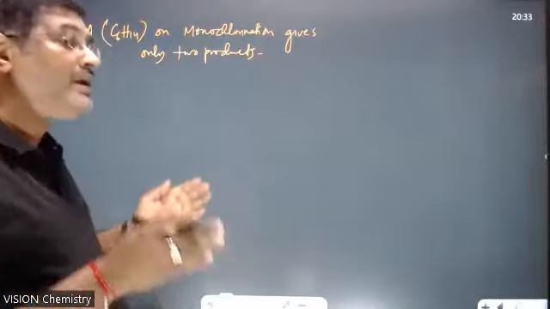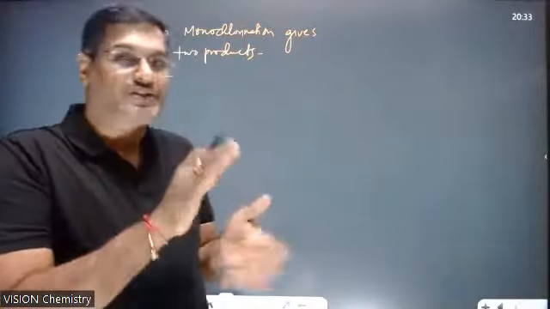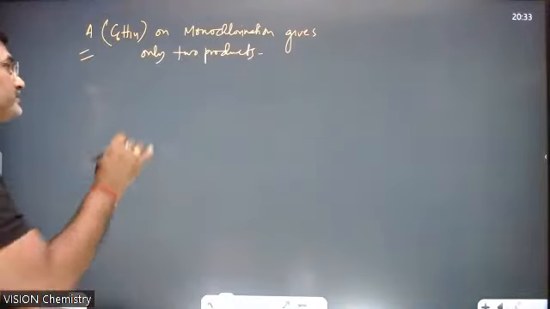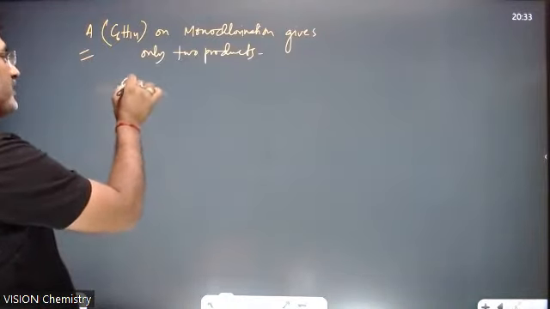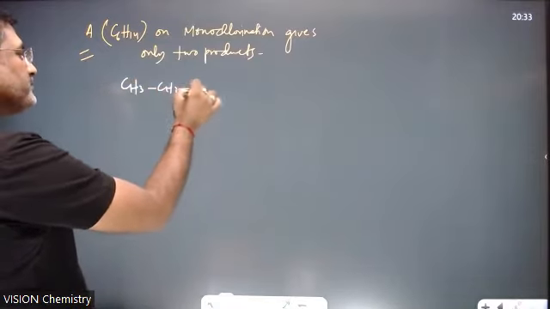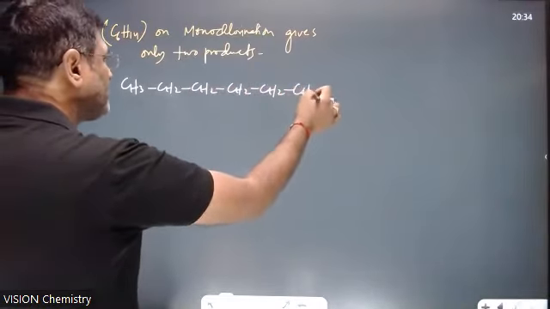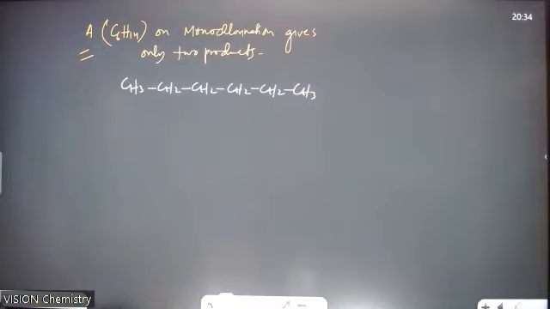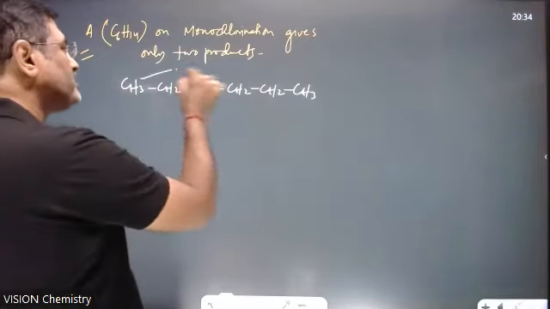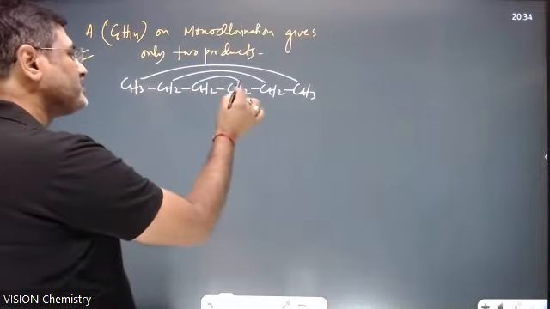Okay. On monochlorination it gives only 2 products. So now this information is helping us to interpret the structure. You see this: CH3, CH2, CH2, CH2, CH2, CH3. This is one of the possible structures. How many monochlorinated products will be there? If this is the C6H14, then this will be giving 1, this one same, this one same, this one same. 3 products.